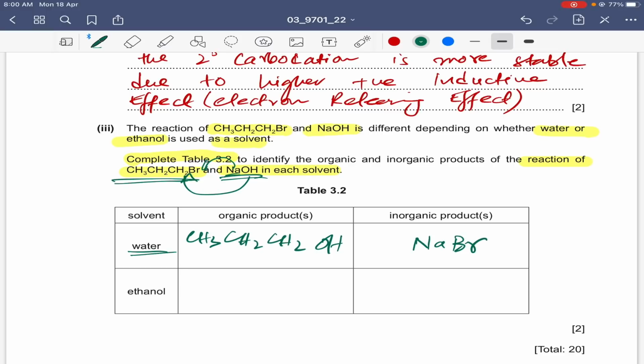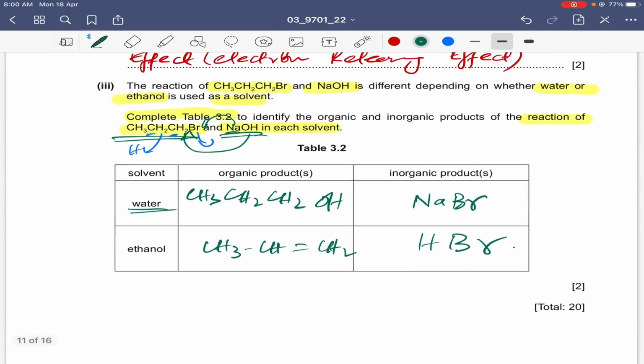And when it reacts with NaOH in ethanolic medium, it would be elimination. So this carbon would lose its Br and this carbon would lose one of its hydrogens, and we get an alkene. So in case of reaction of bromopropane with NaOH in ethanol, we get an alkene, propene, CH3CH=CH2, and both H and Br lost, they would form HBr. So these are the organic and inorganic products when bromoalkanes react with NaOH in water or in ethanolic medium.